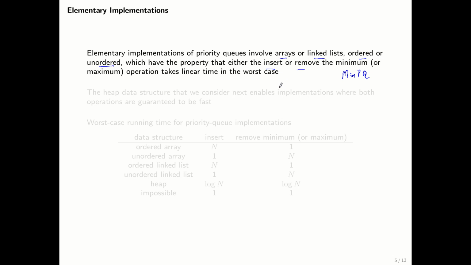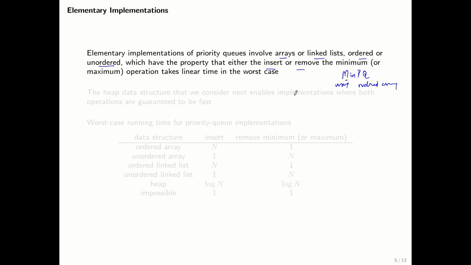So if it is an ordered array, then MinPQ using an ordered array. In that case, what is the cost of inserting a key into an ordered array? Well, you need to find the right place for that key with respect to the elements that are already in the array. So that operation is a linear time operation.